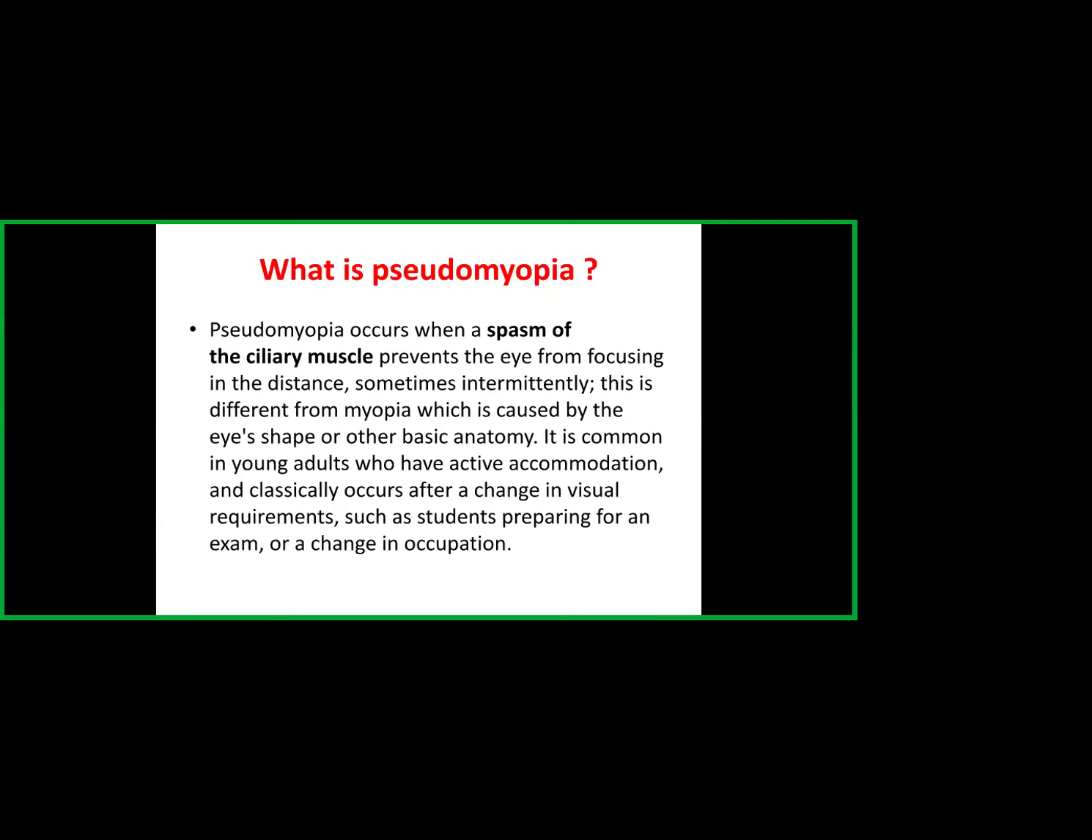Pseudomyopia occurs when a spasm of the ciliary muscle prevents the eye from focusing in distance, sometimes intermittently. This is different from myopia, which is caused by the eye's shape or other basic anatomy. It is common in young adults who have active accommodation and classically occurs after a change in visual requirements, such as students preparing for an exam or a change in occupation.